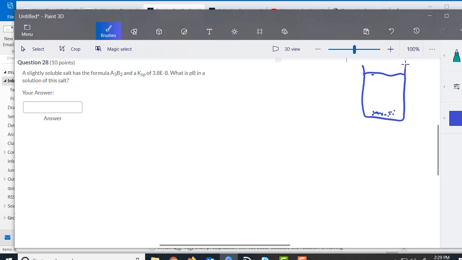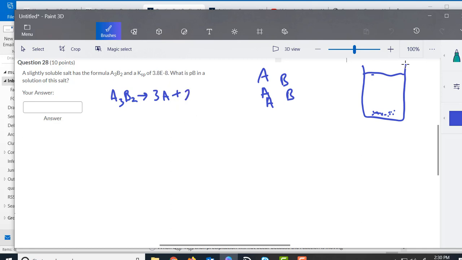So if I drew a picture of that, now I don't have any charges here, so I don't know what they are, but it doesn't really matter for this situation. But A3B2 will break into 3 ions of A and 2 ions of B. So the table setup would look like this. A3B2 gives 3A plus 2B.